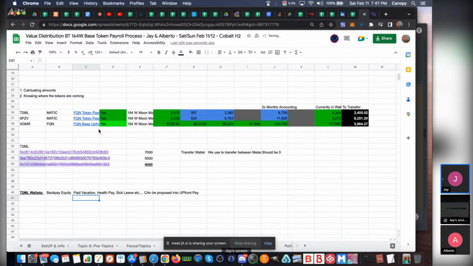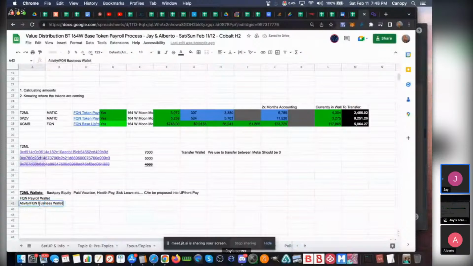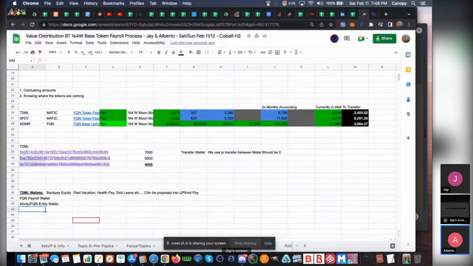So we obviously have the payroll wallet, so FQN payroll wallet, right? And then we're going to have basically the activity / FQN primary wallet, right? Then there's going to be, let's call this the business wallet, or entity, business / entity wallet. It's not really a business entity wallet, right? Then you have the minting wallet, right? And then there's going to be the vault, right? So the vault is where the liquidity is. Liquidity vault.